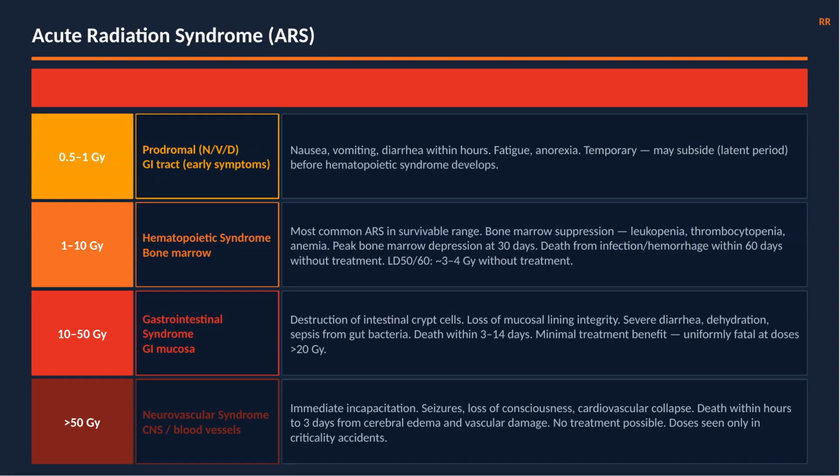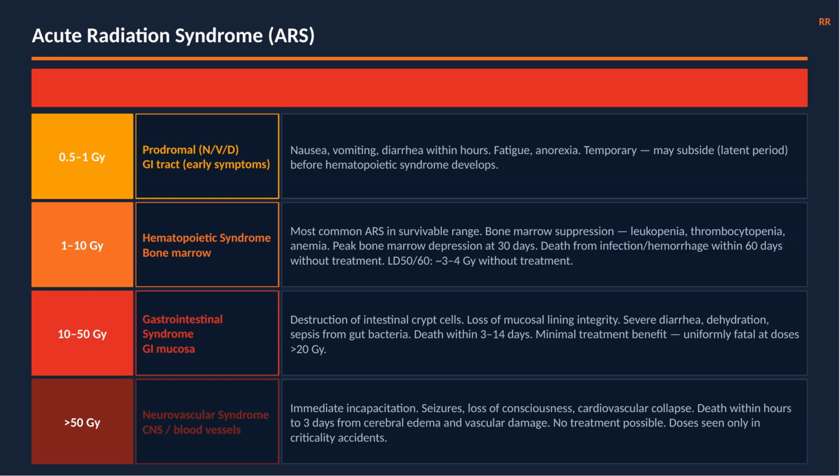Acute radiation syndrome, ARRT, result from whole-body or large-field exposure to high doses of penetrating radiation received in a short time. This does not occur from diagnostic imaging. The doses in ARRT are orders of magnitude above any diagnostic procedure. It is tested conceptually on the ARRT.